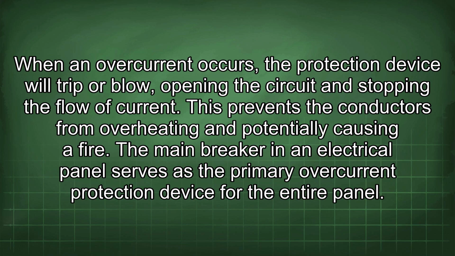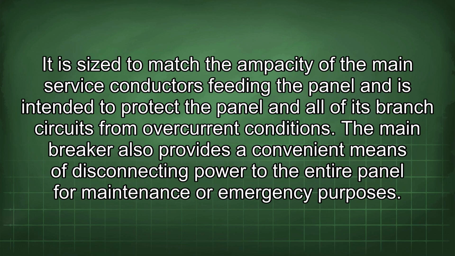The main breaker in an electrical panel serves as the primary overcurrent protection device for the entire panel. It is sized to match the ampacity of the main service conductors feeding the panel and is intended to protect the panel and all of its branch circuits from overcurrent conditions. The main breaker also provides a convenient means of disconnecting power to the entire panel for maintenance or emergency purposes.